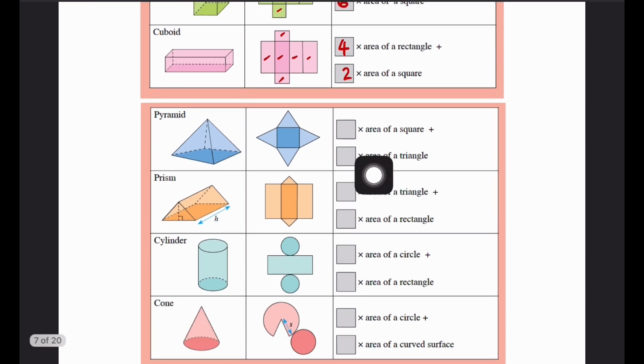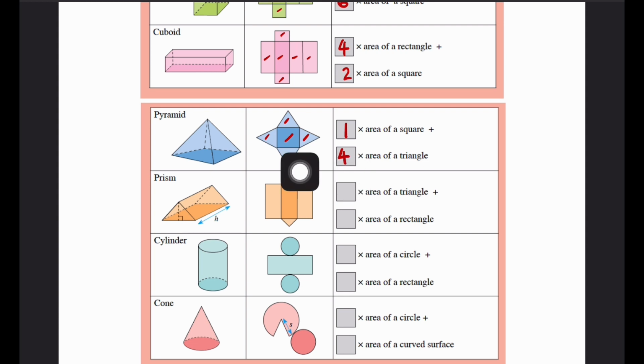Next we have a look at the pyramid. We know that for this particular shape of pyramid, the net looks like this. We have one shape of square and then we have 1, 2, 3, 4 shapes of triangle. So in order to find the surface area of this particular shape, you need to find the area of one square and then one triangle, which you multiply by 4.